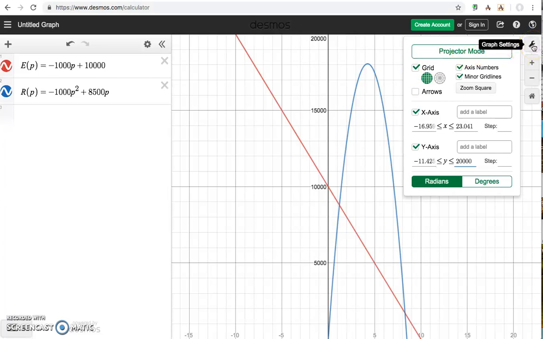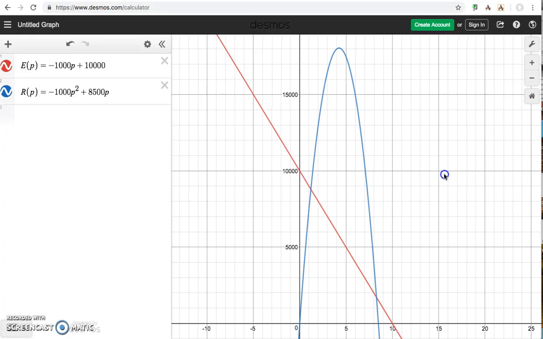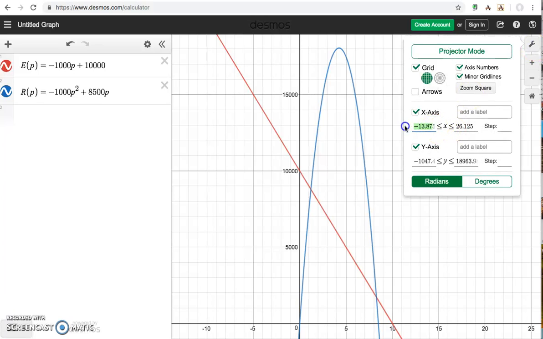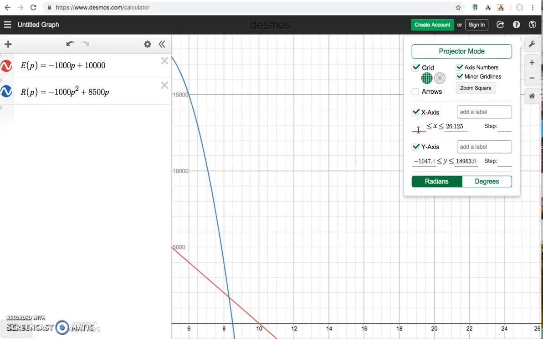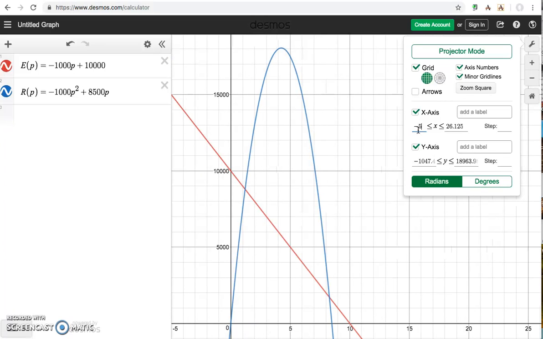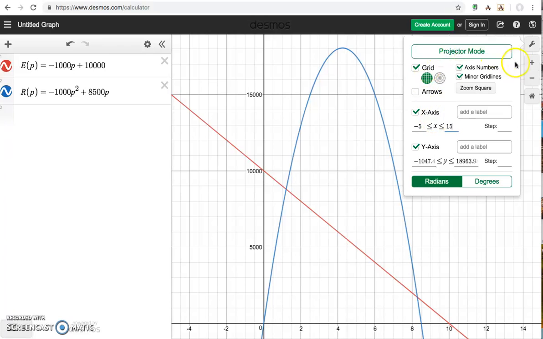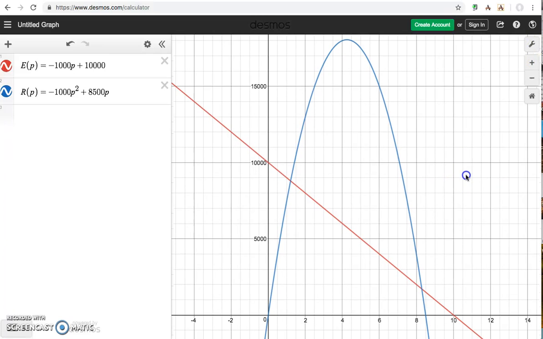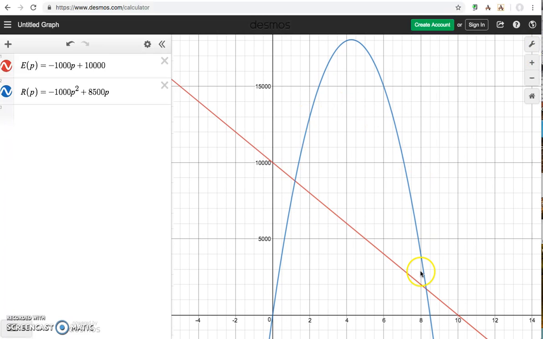All right, so this will be a pretty good window. We could adjust the X. We don't need this negative space, and an X value of 15 or bigger is too big. So we could maybe make this be negative 5, and then out to 15. Okay, so that's a pretty good picture. The blue line is the revenue, the curve, and then the red line is the expense.